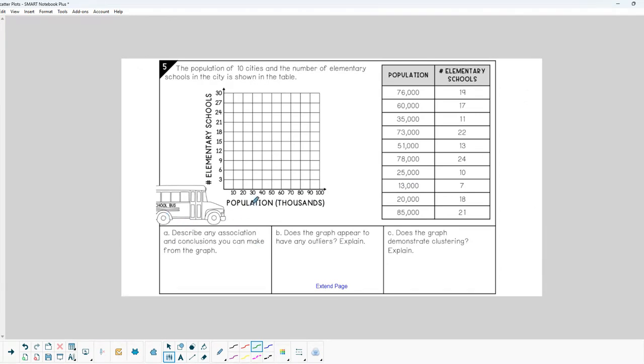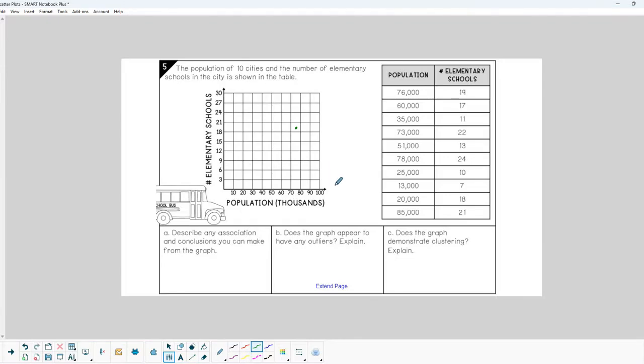All right, let's make another one. The population of 10 cities and the number of elementary schools in the city was shown in the table. So let's graph that. Now keep in mind on the bottom we're talking about population in thousands. So if it says 85,000, then that's going to be somewhere between 80 and 90 in that area, okay? So let's start with our top number, 76,019 schools. So 70 and 19, that's going to put us right up just above 18.